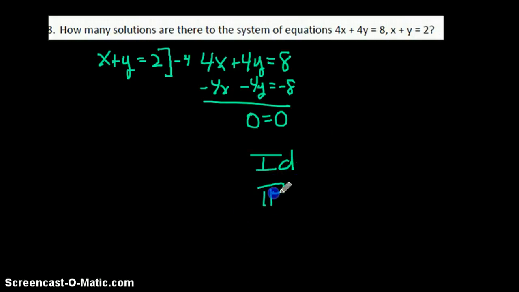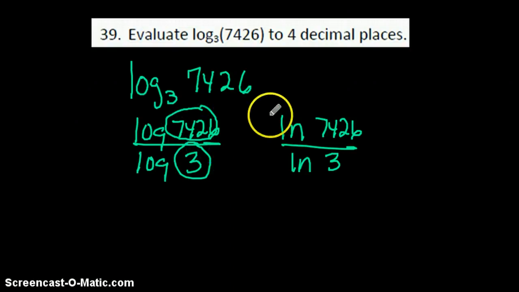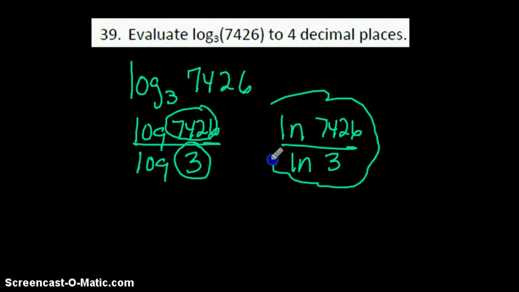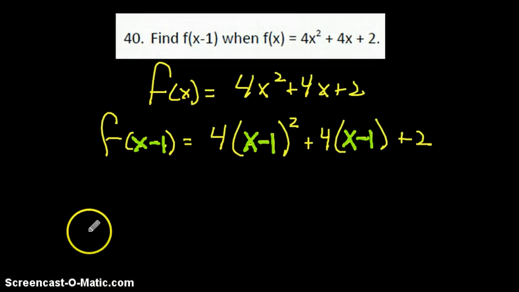All right, this is a change of base. It's the log of the number over the log of the base. Now, I'm going to do it this way using ln. So let's take a look at the calculator and see what happens. Okay, so notice we did the ln over the ln. 4 places would be 8.1127.